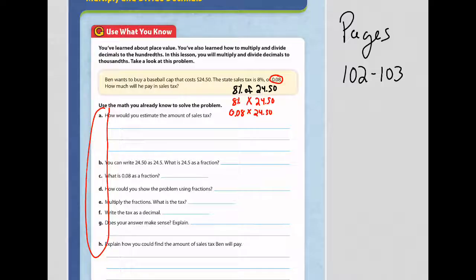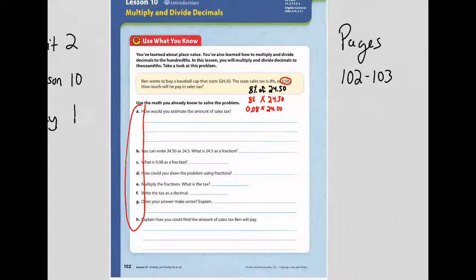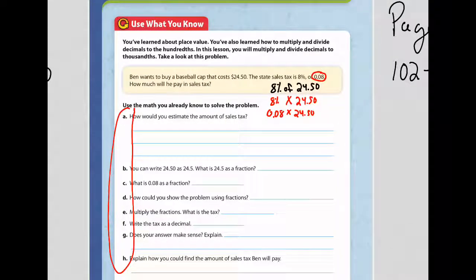All right. So, let's see how you did. Let's go through A through H. Remember, if you had any that are wrong, you get a chance to fix your mistakes. A says, how would you estimate the amount of sales tax? There are different ways to estimate this one, but I'm going to show you how I would estimate it.